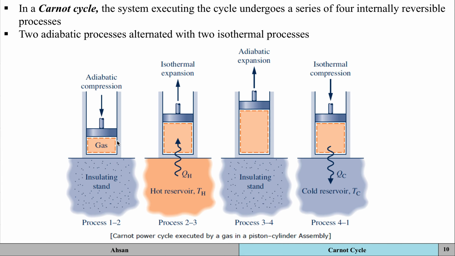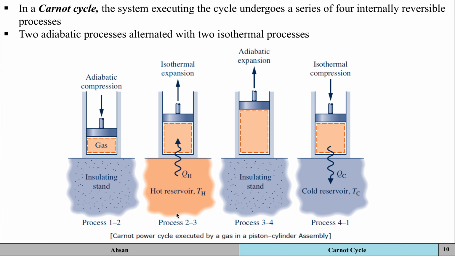And I'm just going to show you the Carnot power cycle that is being executed by a gas as a working fluid. Through this piston cylinder arrangement, what we see is that 1 to 2, we talk about adiabatic compression. The gas is being compressed, which means that the pressure is increasing. The process is adiabatic though, and that means that although no heat is entering or leaving the system, the temperature can still increase.